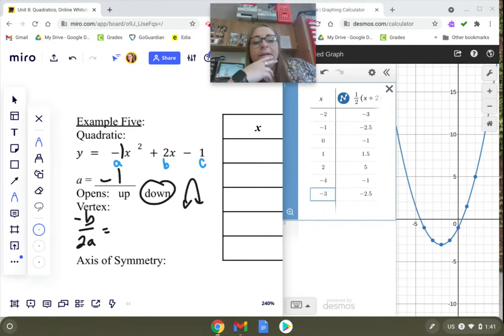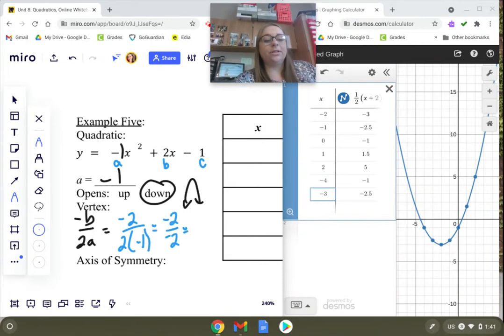So b is 2. Well, it's saying negative b. It's like thinking the opposite of b. So if b is positive 2, the opposite would be negative 2. On the bottom, I'm doing 2 times a, which is negative 1. So I'd have negative 2 divided by negative 2, which gives me 1. And that goes in the middle. That also tells me that my axis of symmetry is x equals 1.